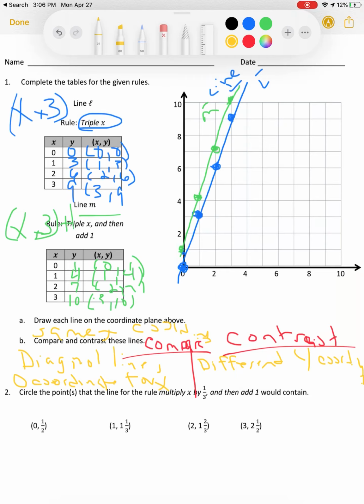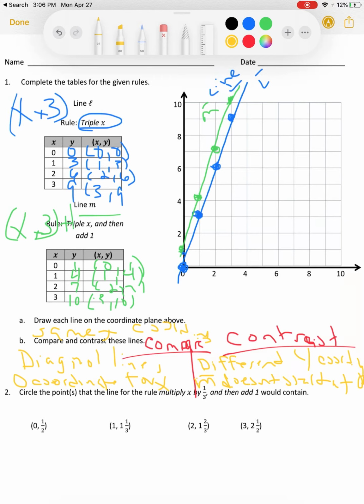Very good. Oh, they both don't start at the origin. So I'll just say line M doesn't start at the origin. Okay. Anything else that you notice that could be a contrasting point? And then we know simple things like they have a different name, things like that. Okay, it's easy peasy lemon squeezy. Okay, let's go to number 2.